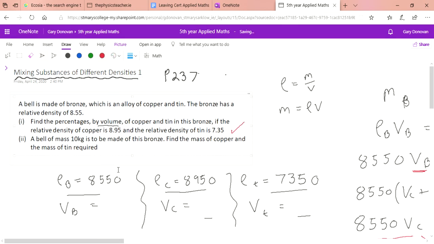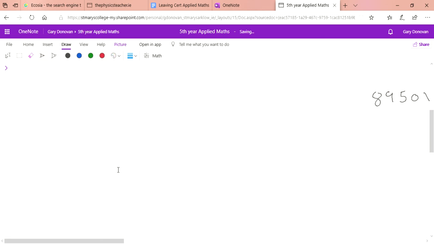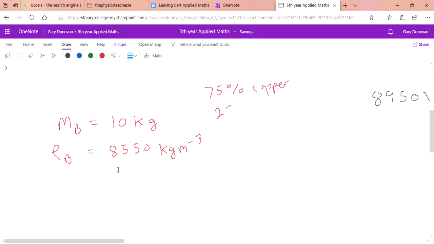Looking at part 2 then, we have a bell of mass 10 kg made from bronze. Find the mass of copper and the mass of the tin required. Okay, so we're going to have a full bell, which is made of bronze, and its mass is going to be 10 kg. The density of bronze is 8550 kilograms per meter cubed. And this bell is going to be made up of 75% copper and 25% tin.